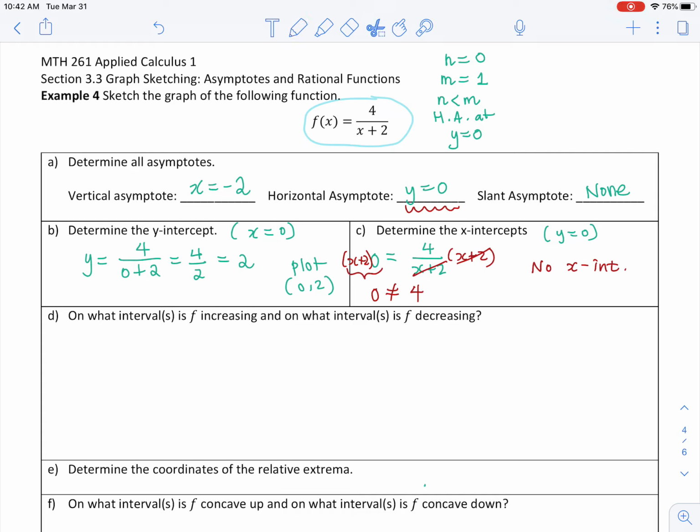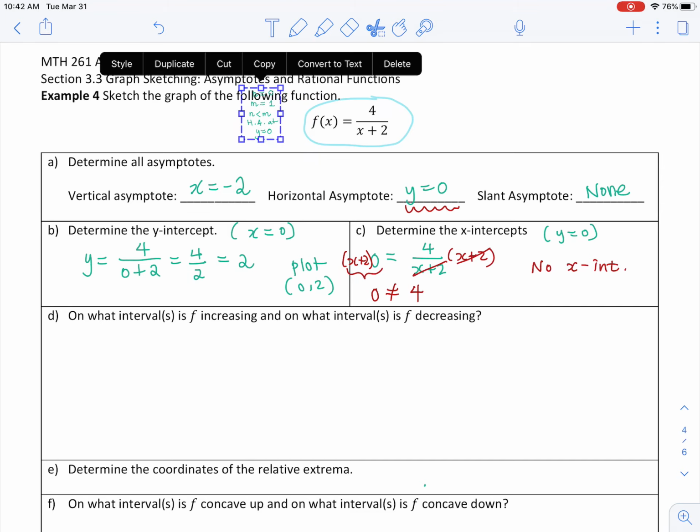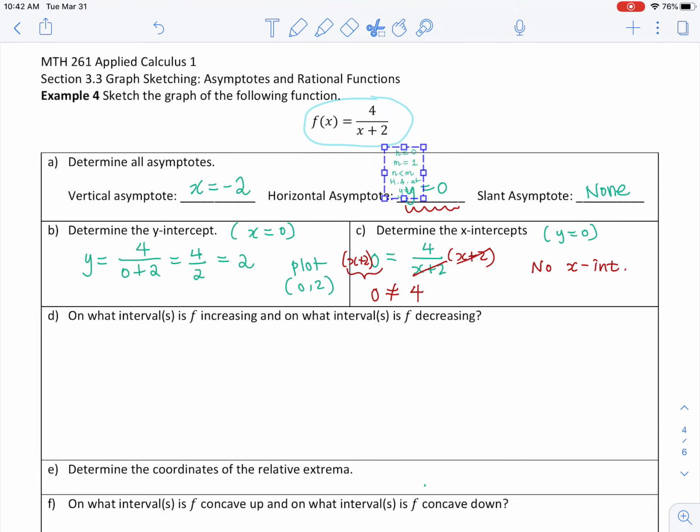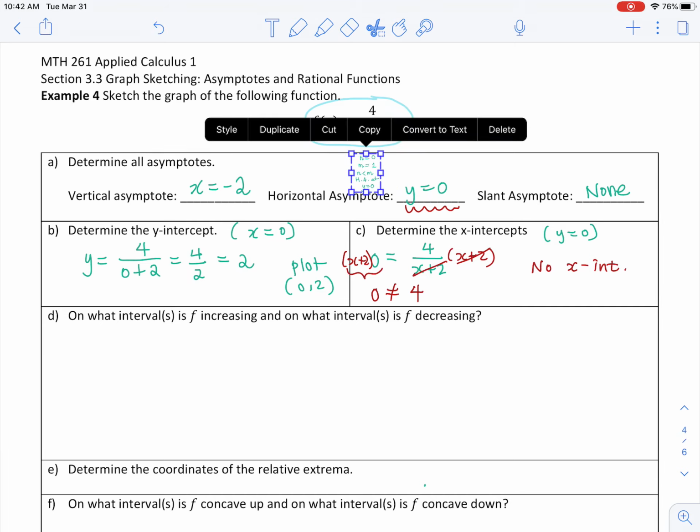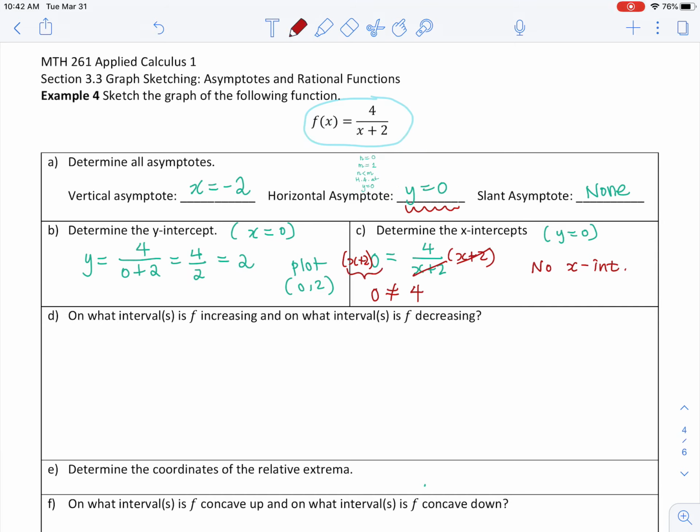So I'm going to rewrite this f of x so that I can use the, what's it called? The other rule. The chain rule. So, you know, guys, I paid like $8 for this app. I'm going to use every function of it.